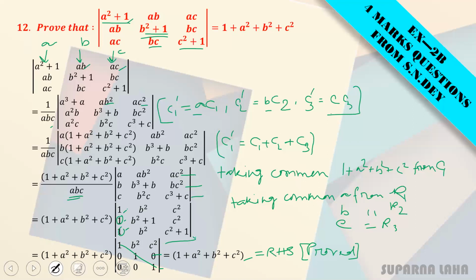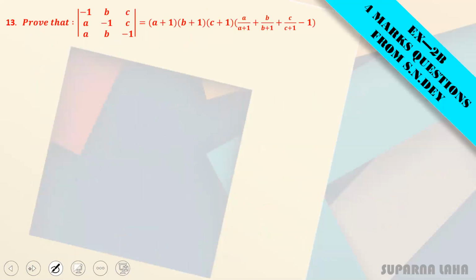Write down the operation here that we are using: R2 dash is given by R2 minus R1, and R3 dash is given by R3 minus R1. Write down the operation. Don't forget to write down the operation. Okay, so we proved it. Question number 12 done. Question number 13.